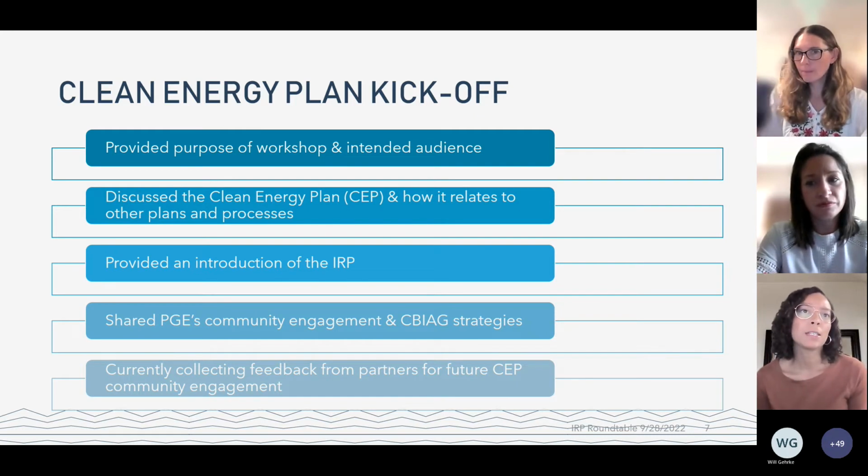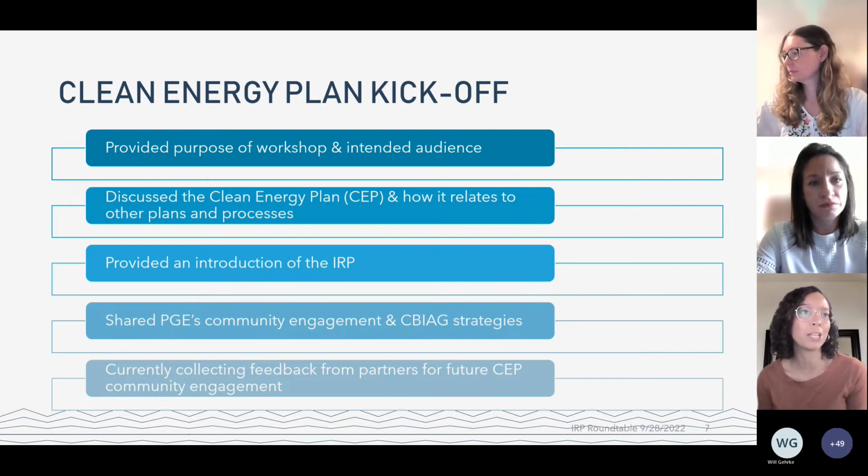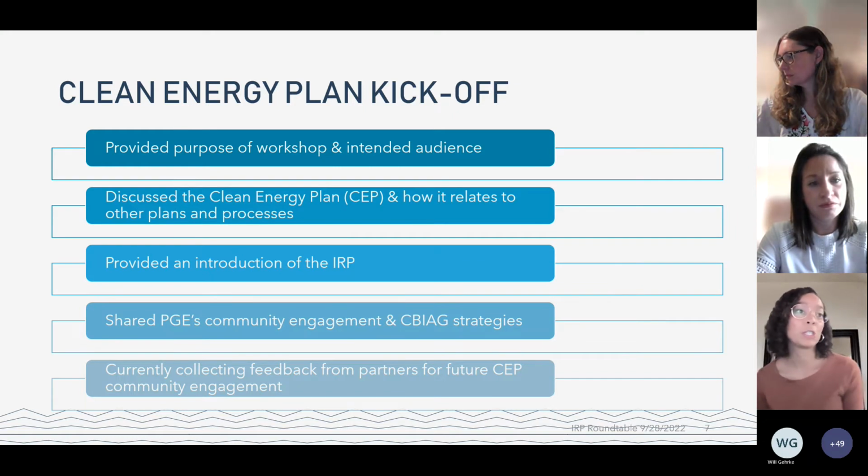And the audience, as Angela was speaking to, mostly included CBOs, which are community-based organizations, community service organizations, and some government and municipalities folks. That is the main targeted audience for our community workshops, also known as learning labs. Also in that meeting, we discussed the Clean Energy Plan. As we said, this is new.